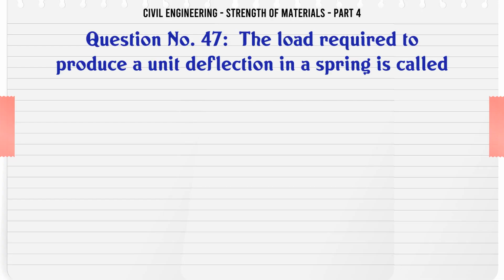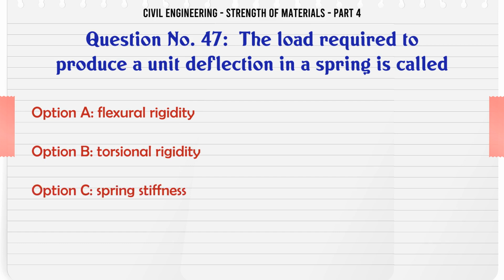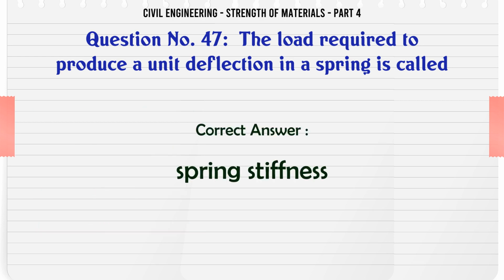The load required to produce a unit deflection in a spring is called A. Flexural rigidity. B. Torsional rigidity. C. Spring stiffness. D. Young's modulus. The correct answer is spring stiffness.